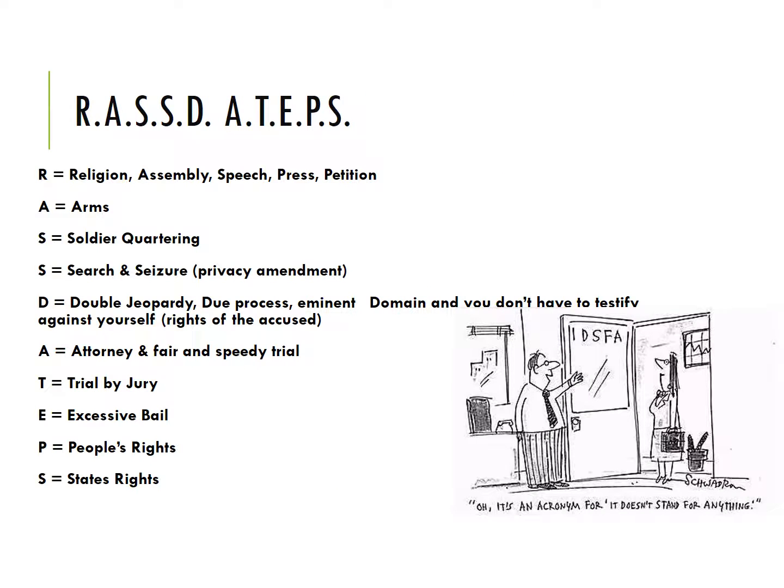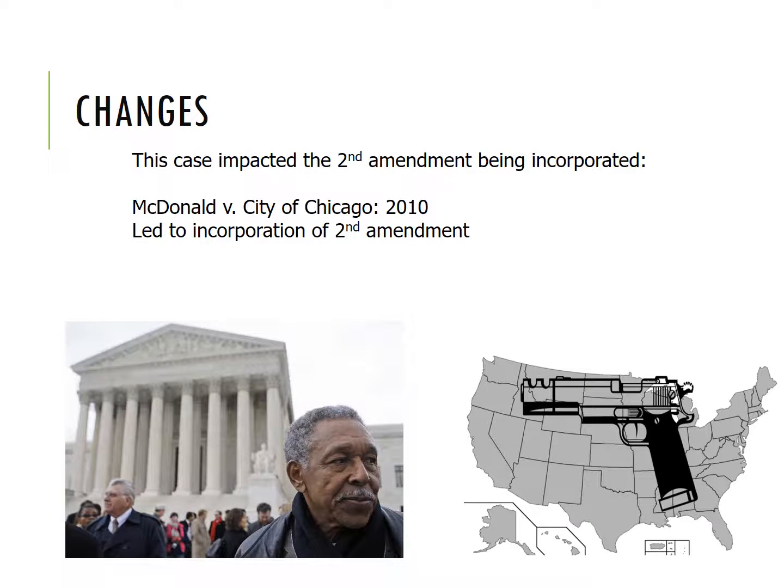Here is a great acronym. RASDTEPS. R, Religion, Assembly, Speech, Press, Petition. A, Arms. S, Soldier Quartering. S, Search and Seizure, the Privacy Amendment. D, Double Jeopardy, Due Process, Eminent Domain, and you don't have to testify against yourself, rights of the accused. A, Attorney in fair and speedy trial. T, Trial by jury. E, Excessive bail. P, People's rights. And S, States' rights. For you to memorize the Bill of Rights.